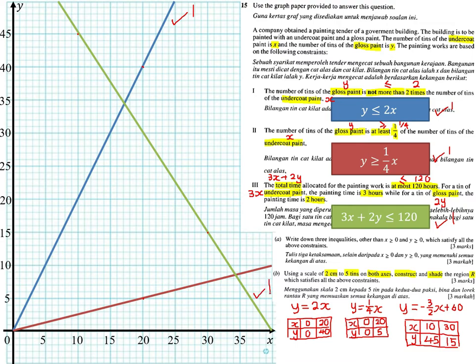Your third mark will be given when you can shade it correctly. When Y is less than or equal to 2X, the area should be above or below the line?